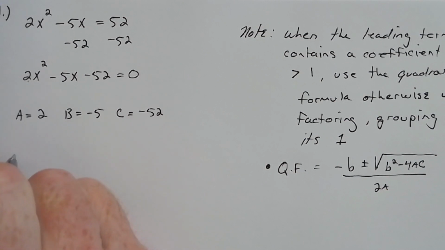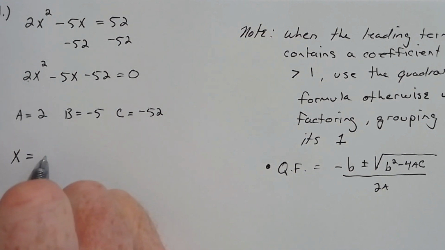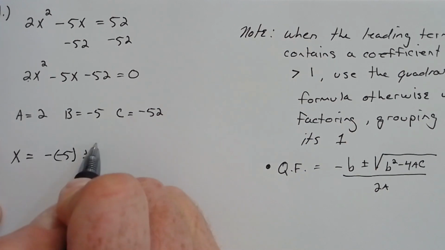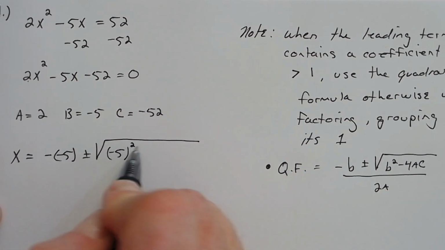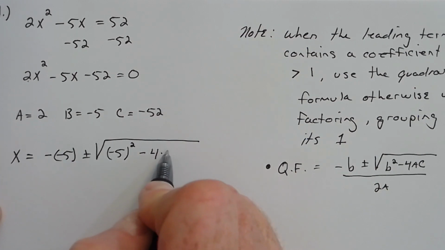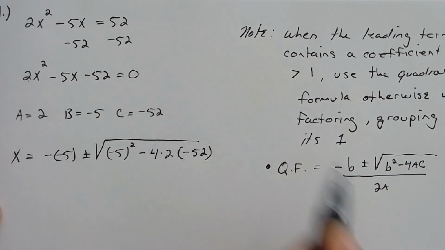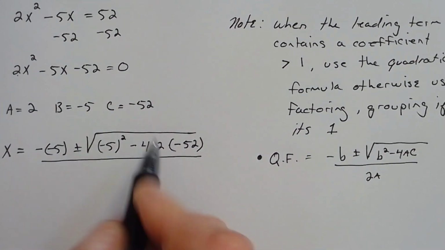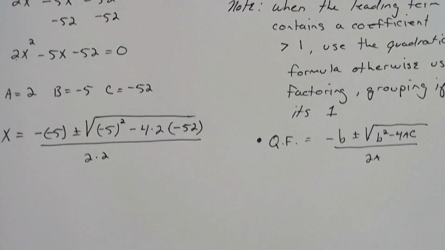And so we're going to, x is going to be equal to minus negative 5 plus or minus the square root of negative 5 squared minus 4 times 2 times negative 52. All of this is over twice 2 times 2.